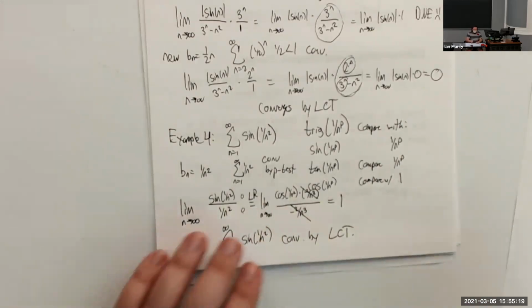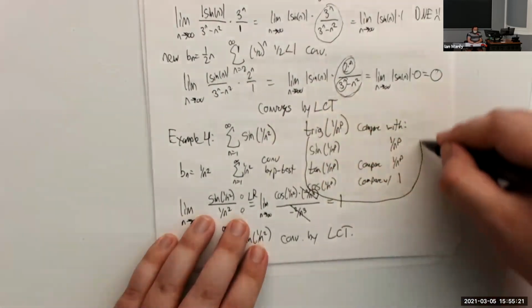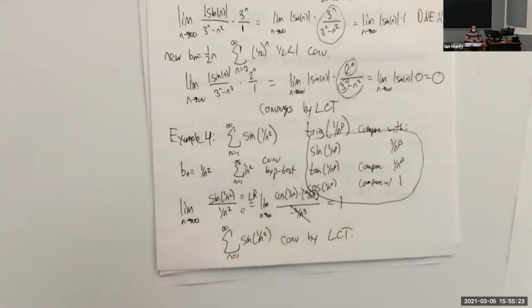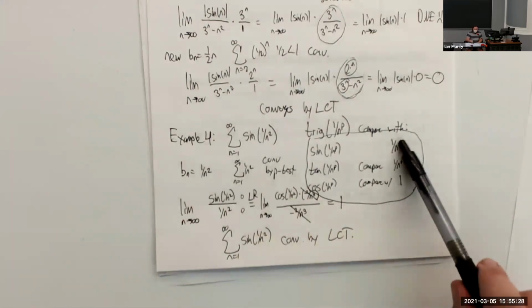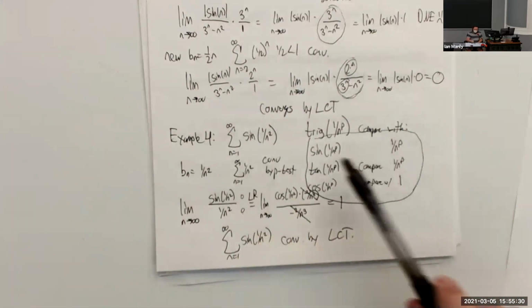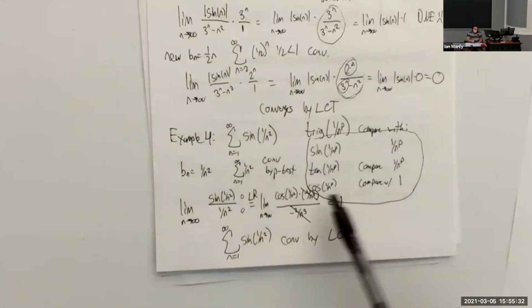All right, so the moral of the story is this chart. If you ever see sine, tangent, or cosine of 1 over n to a power in one of your problems, just imagine it as being 1 over n to the power for sine and tangent, or just as a 1 for cosine. So that's kind of what I was trying to get at here.